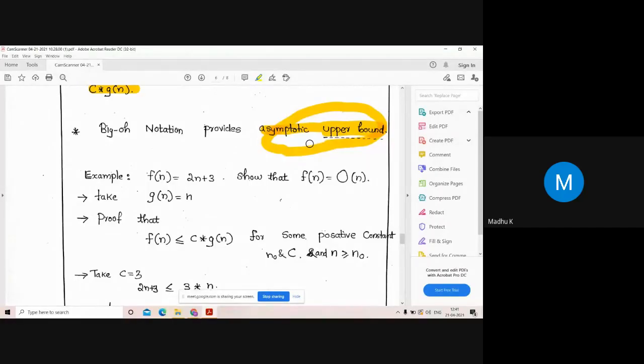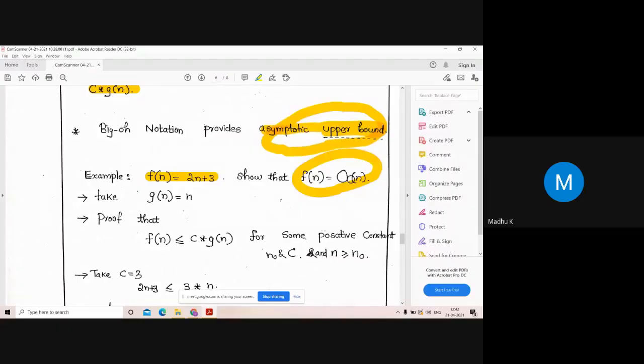Now we need to give some example. How can we prove it? Okay, a simple example. F of n is equal to 2n plus 3. Show that f of n is big O of n. Then what we will do, we will take g of n. What is g of n? G of n is n. This is g of n, the function given inside this. That is taken as g of n.